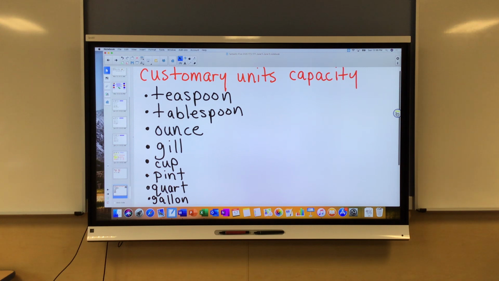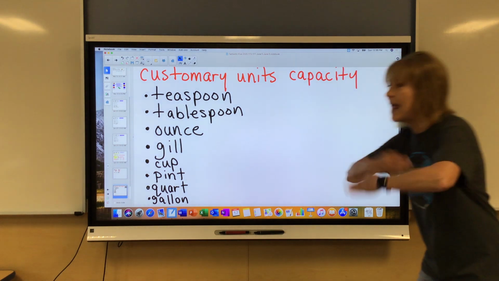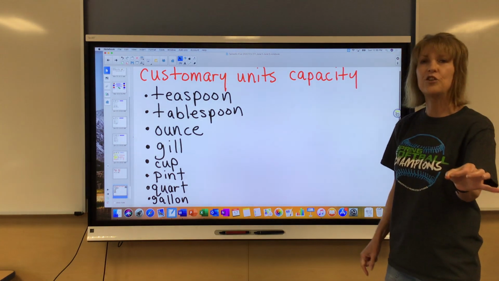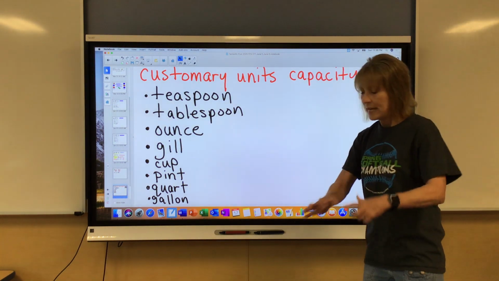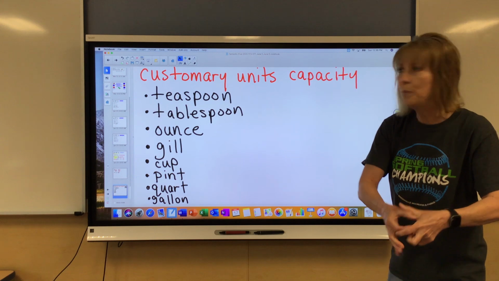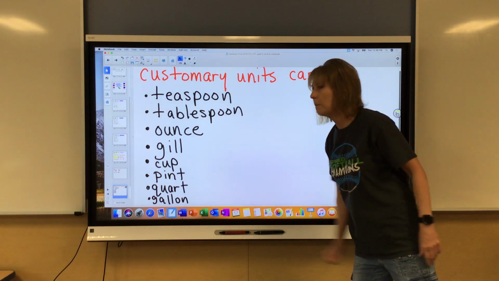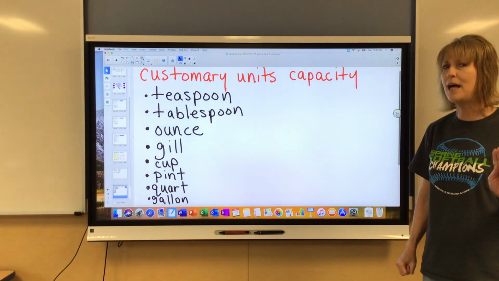Now roll, baby, roll. Teaspoon, one of those little spoons in your kitchen. Tablespoon, a little bit bigger. Ounce is a gulp. Gill is a half of a cup.